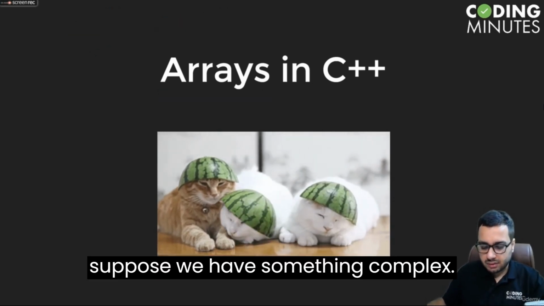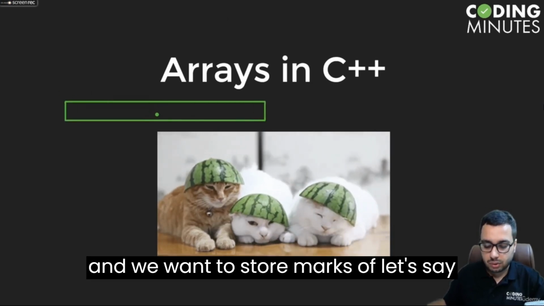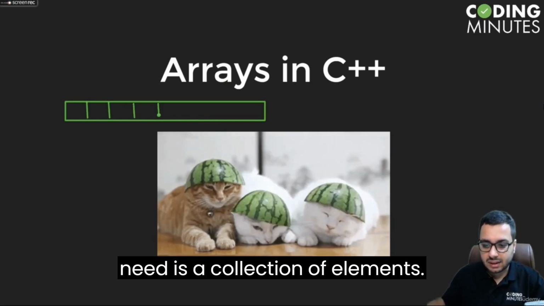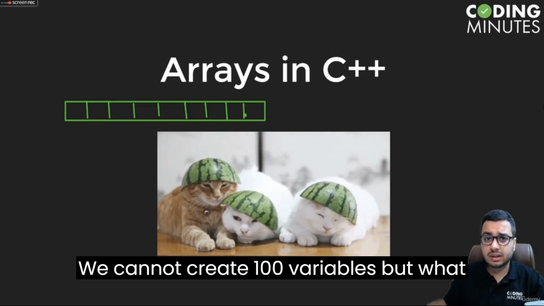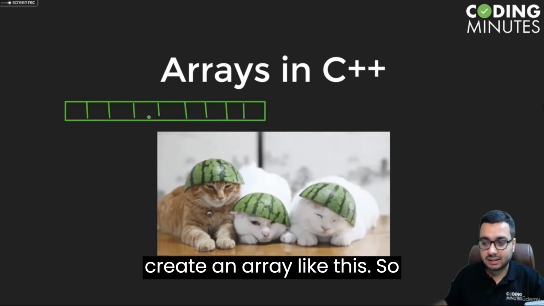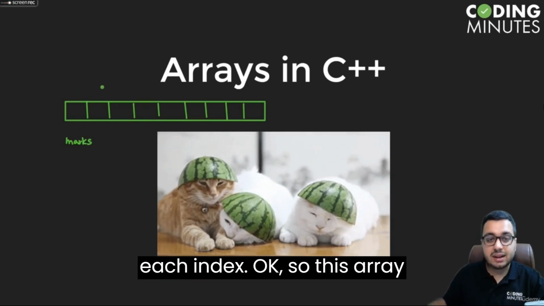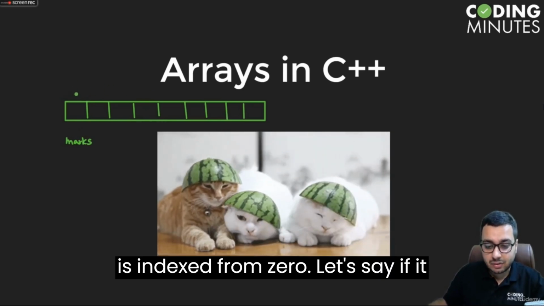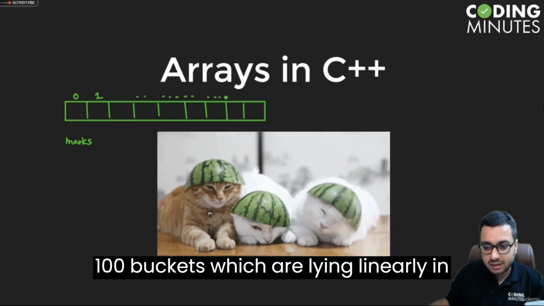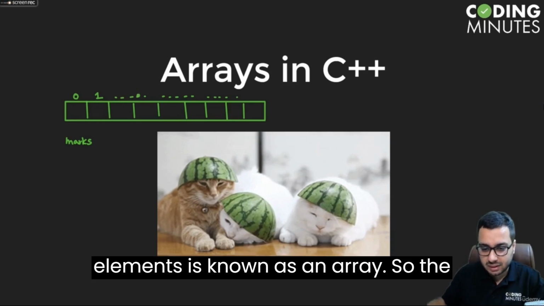But suppose we have something more complex: we want to store marks of students, let's say 100 students. So what we need is a collection of elements. We cannot create 100 variables, but what we will create is an array. So let's create an array like this. We call this marks, and this array is indexed from 0. If it has a size of 100, then these are 100 buckets lying linearly in the memory. So this linear collection of elements is known as an array.